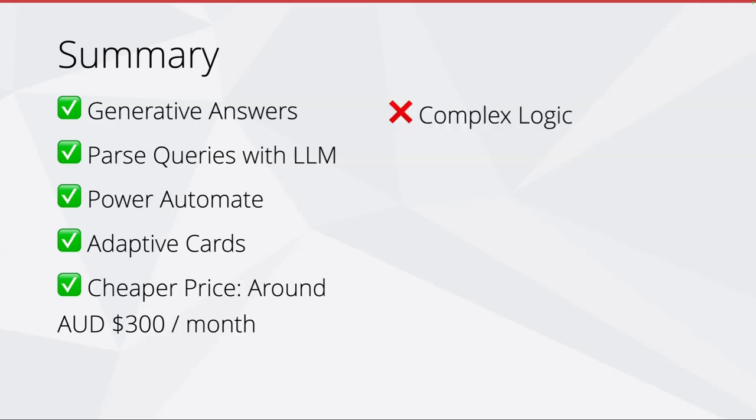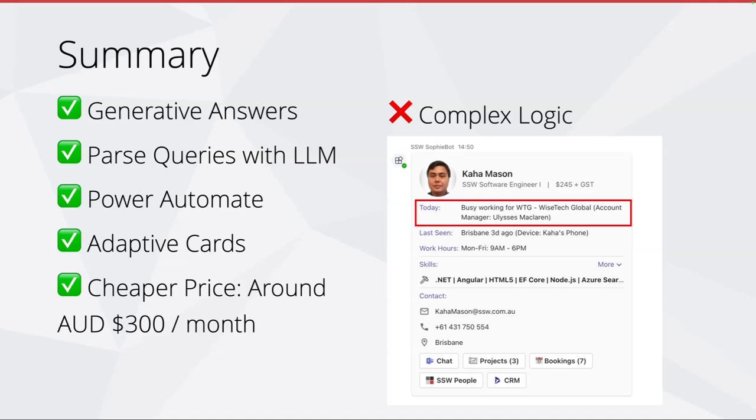And for the cons, it is not suitable for complex logic. Let me give you an example. So in profile card, we have today, it is the status calculated based on the appointment. So in composer, it is done through the code, but in the Copilot Studio, it is a pure low-code platform. It is hard to add code into it. So it is not suitable for complex logic.